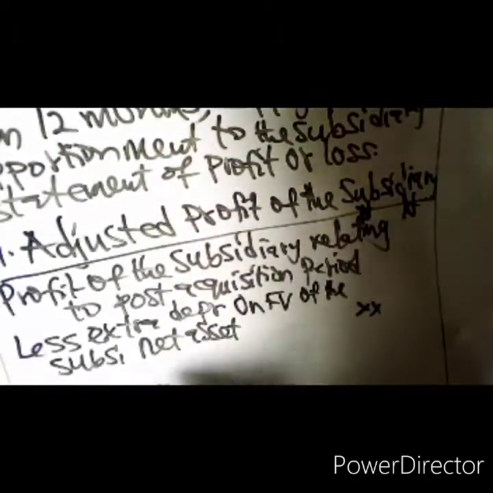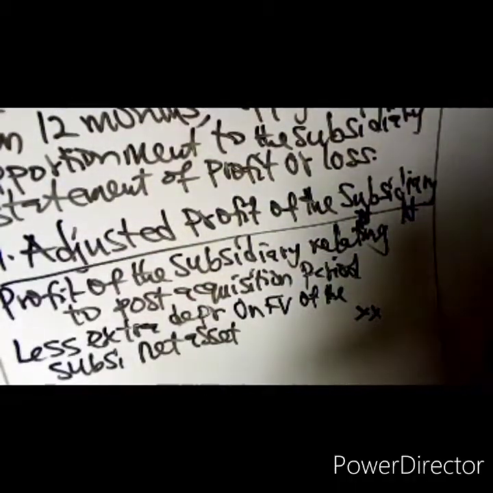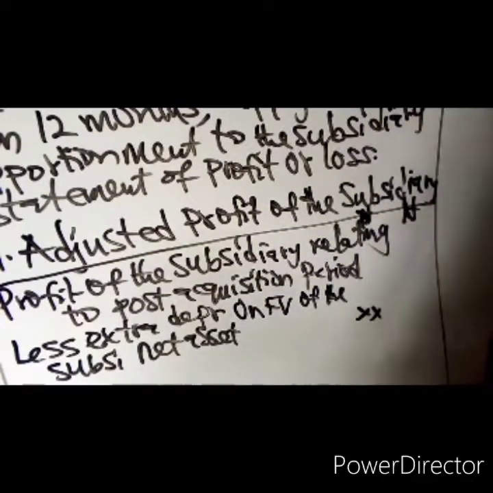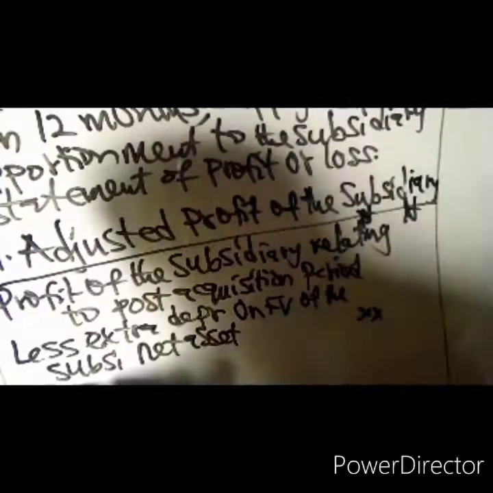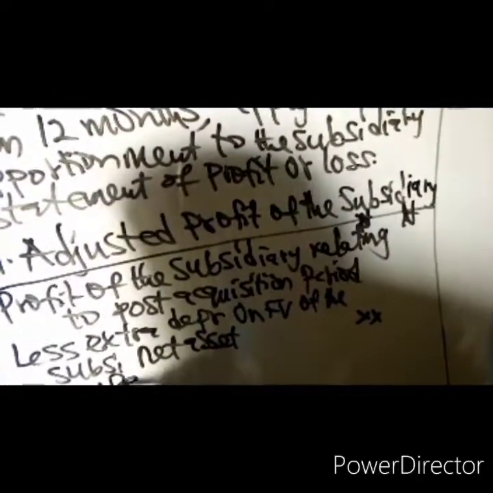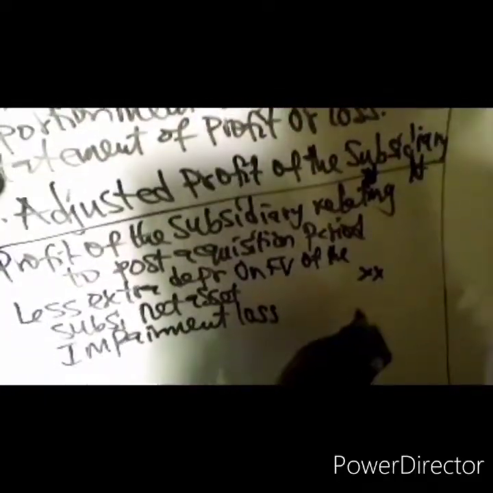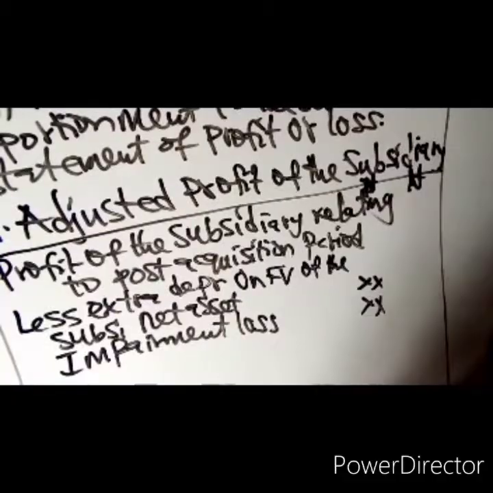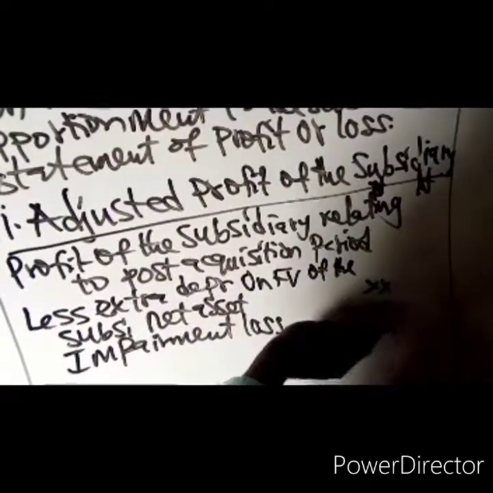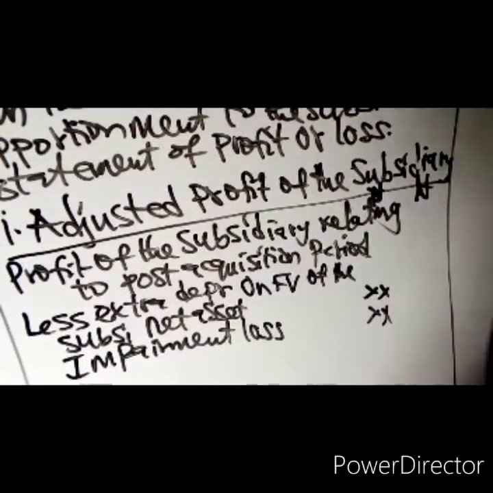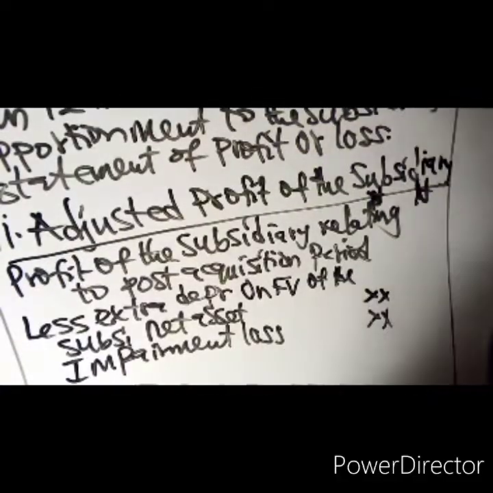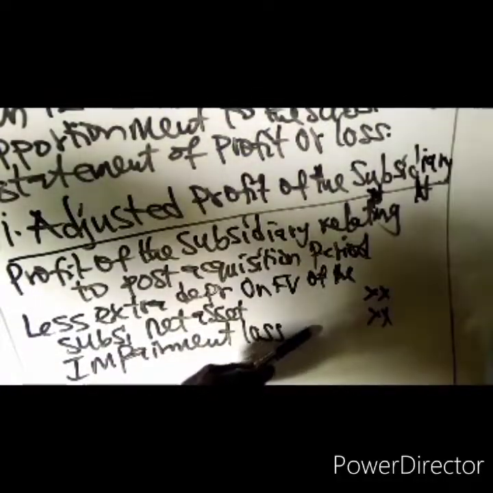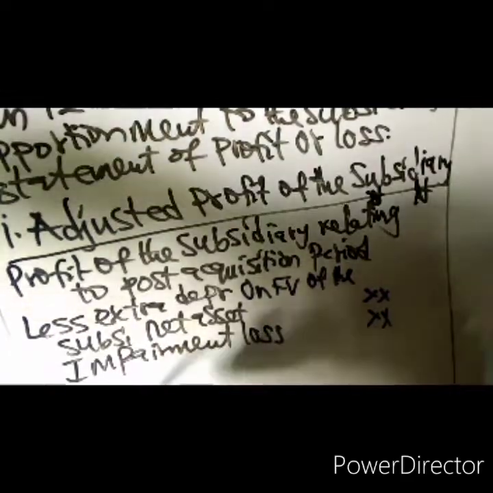Then we also less impairment loss where the policy is fair value. Where the policy is proportionate share of net asset, you won't consider the impairment loss here. You only consider the impairment loss where the policy is fair value.